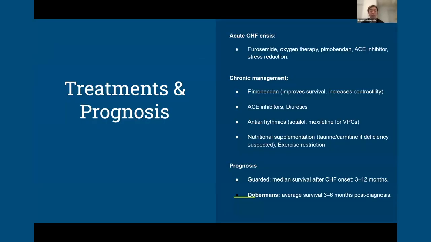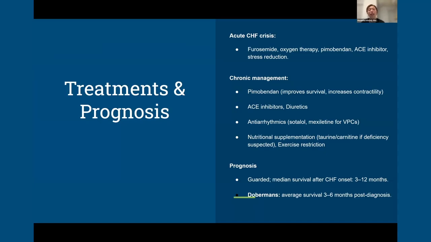So, what should we do then? What are the treatments? How is the prognosis looking? When there's an acute congestive heart failure crisis, furosemide, oxygen therapy, pimobendan, ACE inhibitor, and stress reduction; you've got to throw everything that you really can for our pets here. They often need to be hospitalized and stabilized to make sure that the pulmonary edema and or the ascites is gotten rid of, and they're able to generate oxygen on their own. This will often be a very, very emergency state. So that's quite important to note.